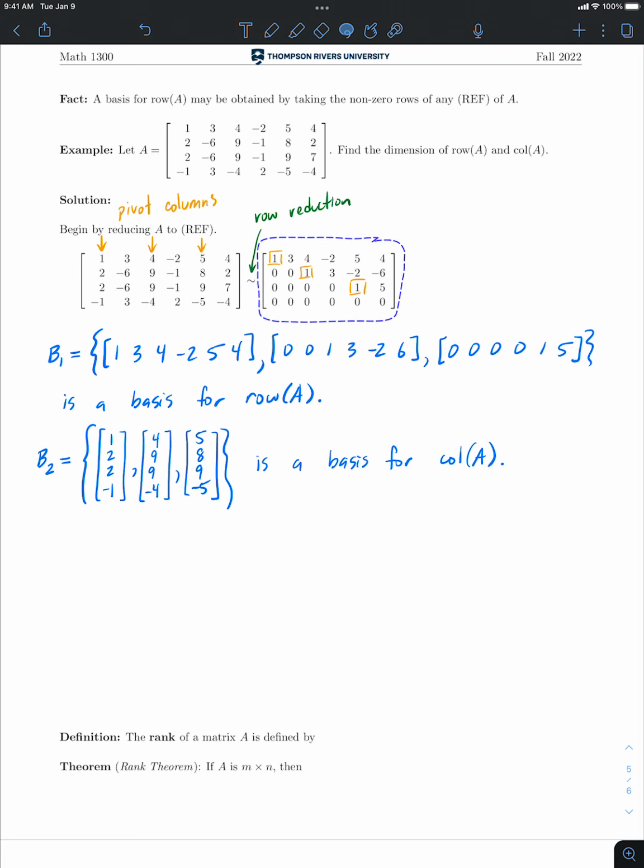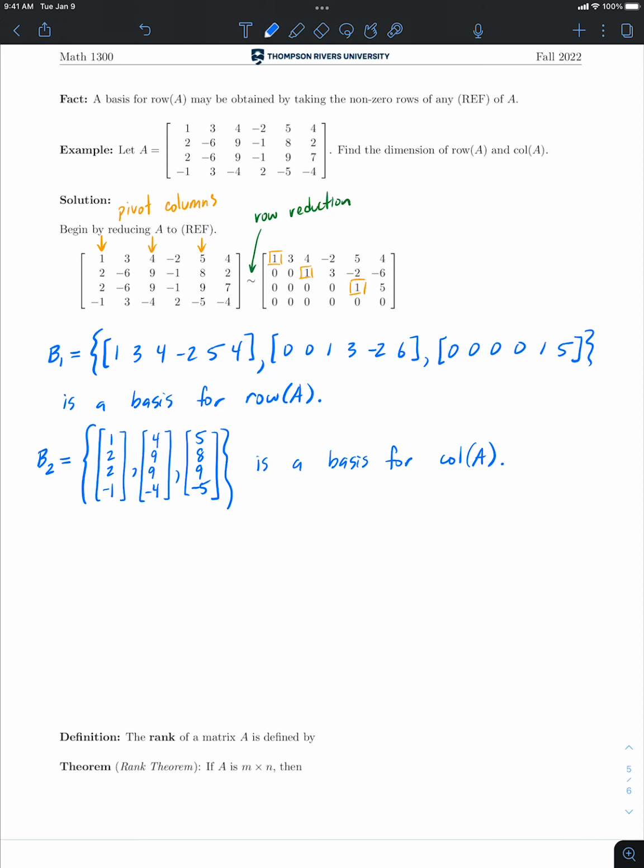So when you're getting a basis for the row space, you take the rows from the reduced version. I don't go back up and take those 3 corresponding rows up here. That would not work. But then when I want a basis for the column space, I do have to go back and take the corresponding columns from the original matrix. So there's a major difference in your procedure if you're trying to find a basis for the row space or for the column space.